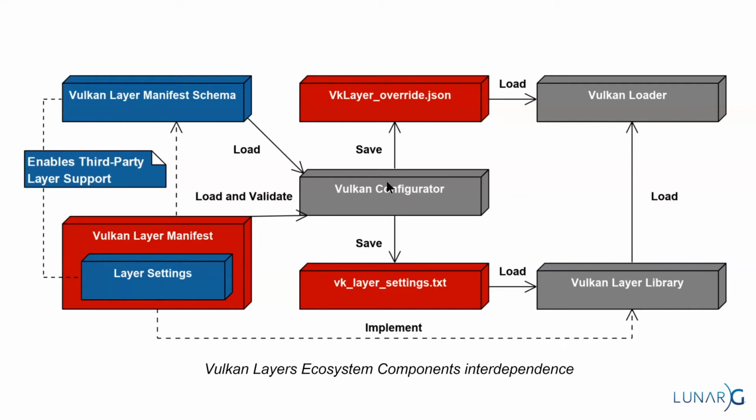So the Vulkan application developer won't be able to use the layer. Then Vulkan Configurator, based on the list of layers and how they are configured by the Vulkan application developer that uses Vulkan Configurator, will generate two files. One is vk_layer_override.json, which is read by the Vulkan loader and sets up the chain of Vulkan layers. And then there is the vk_layer_settings.txt file that is generated, which is loaded by the layer binary.